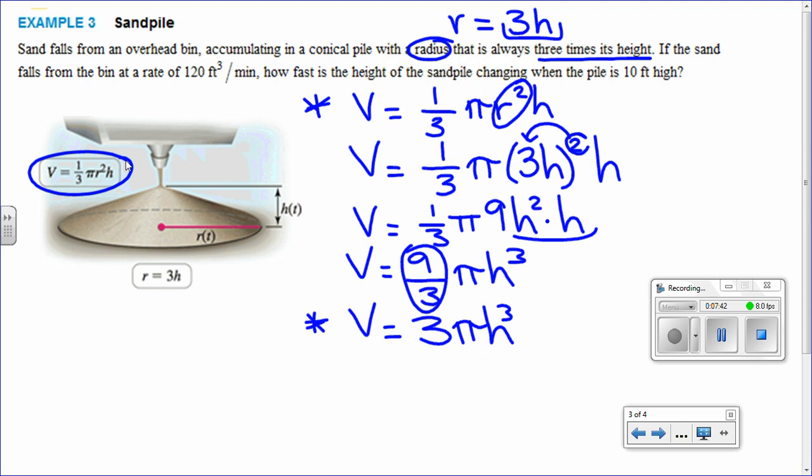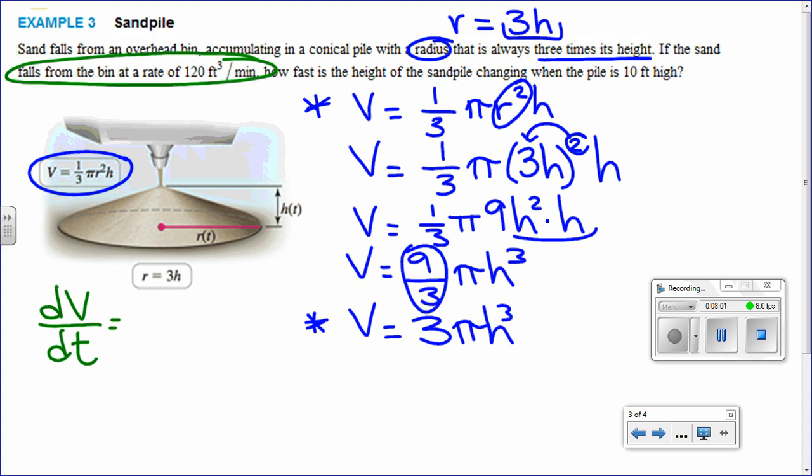And we were given this very important piece of information: how fast the volume is changing per minute. So they're actually giving us dV over dt, how fast the volume changes with respect to time, and that is 120 feet to the power 3 divided by minutes, because those are our units.